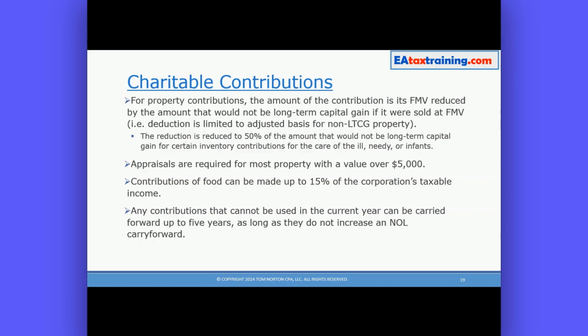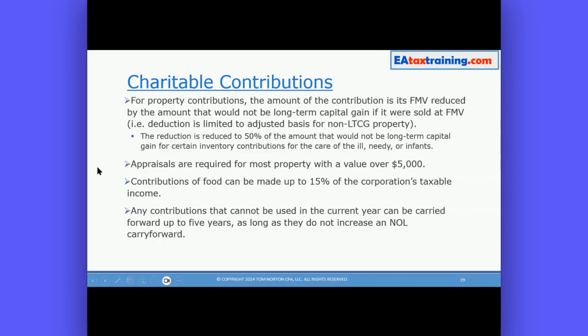Or it could be capital gain property, but it's not long-term. You've owned it less than a year. So it's short-term capital gain. So if you donate either of those types of property, then instead of deducting the fair market value of that property, you can only deduct its adjusted basis. That's what this is saying.